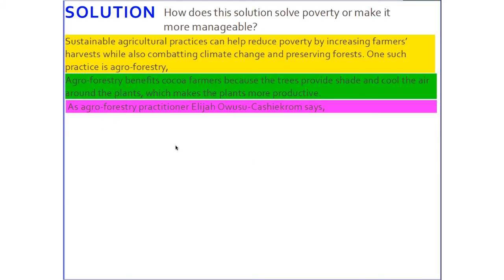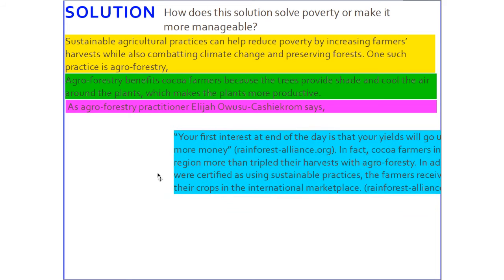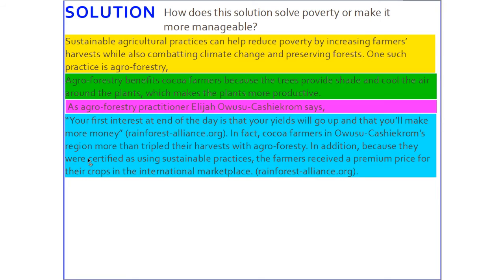As agroforestry practitioner Elijah Owusu-Kashikurum says, and here's my evidence, "Your first interest at end of the day is that your yields will go up and that you'll make more money." In fact, cocoa farmers in Owusu-Kashikurum's region more than tripled their harvest with agroforestry. See, this is a way that it's combating poverty, right? I'm going back to my problem. I'm trying to solve my problem. This evidence helps solve my problem of cocoa farmers having issues.